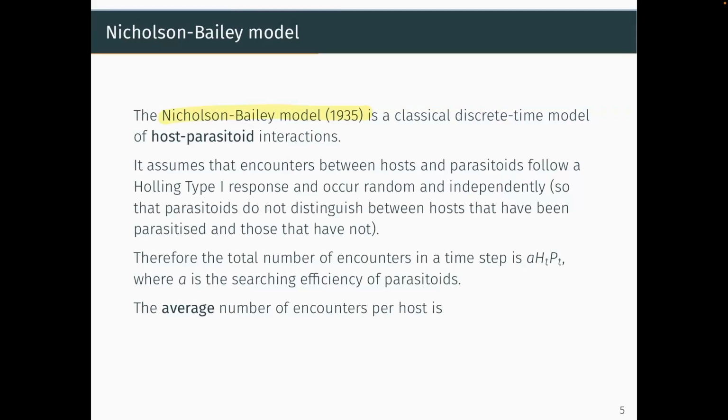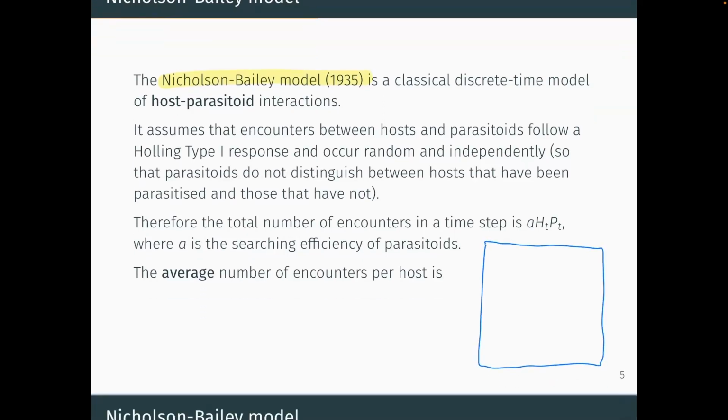So with these assumptions, we can write down the total number of encounters in a time step as some parameter a times the density of hosts times the density of parasitoids. We've already met functions of this form, and we'll talk a little bit more about this when we go into disease models, starting from Friday. Really, this is known as the law of mass action.